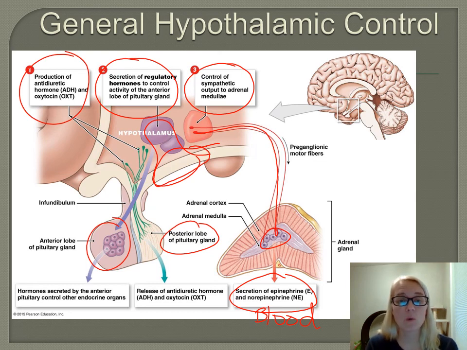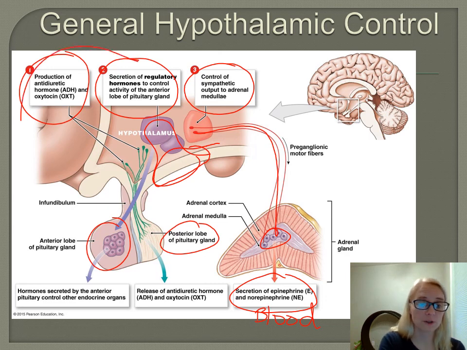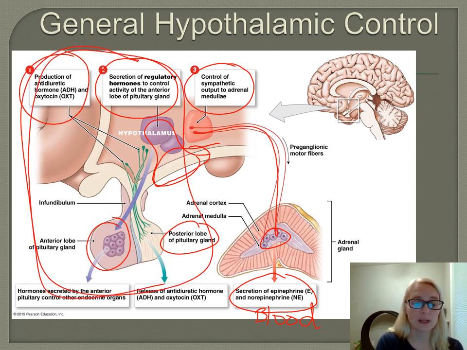We are going to be talking more about this, especially these first 2, because it really impacts the pituitary gland when we talk about the pituitary gland. All right. And that is what we're going to do next.